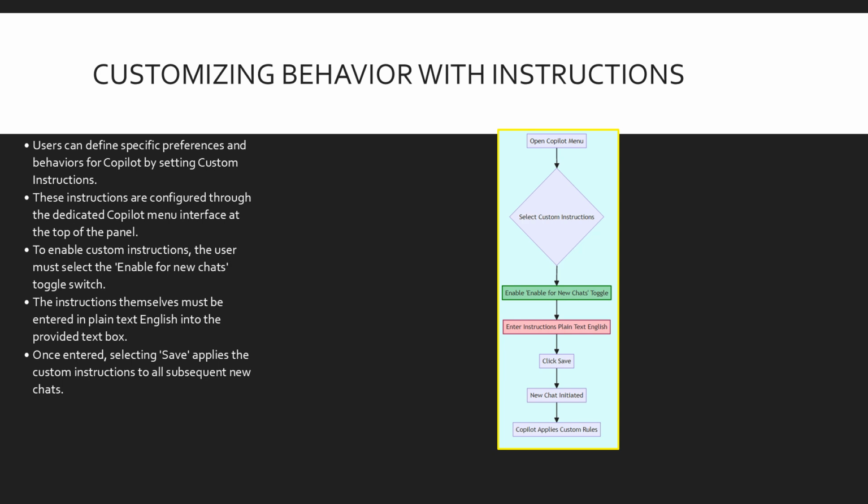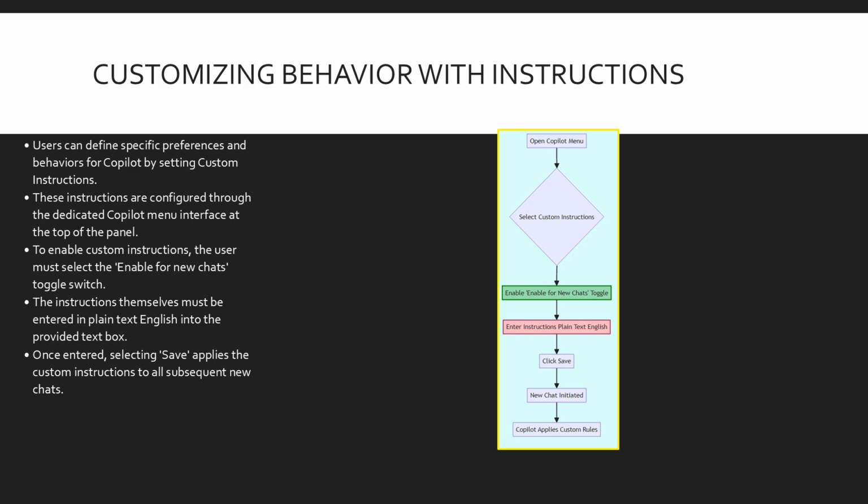The entire configuration process for these crucial instructions is conveniently managed through the dedicated Copilot menu interface, which is easily accessible, located prominently at the top of the interaction panel. For these custom instructions to be successfully recognized and actively utilized by the system, the user must explicitly enable them by selecting and activating the Essential Enable for New Chats toggle switch located within the Custom Instructions window. The actual content of the instructions must be clearly entered into the designated text box using straightforward, unambiguous plain text English, ensuring the large language model can correctly interpret the specified behavioral rules.